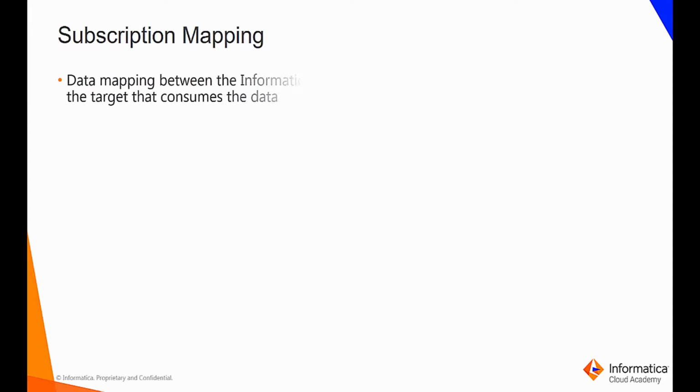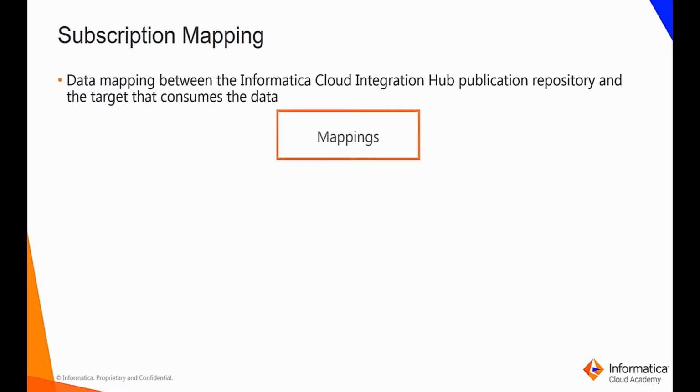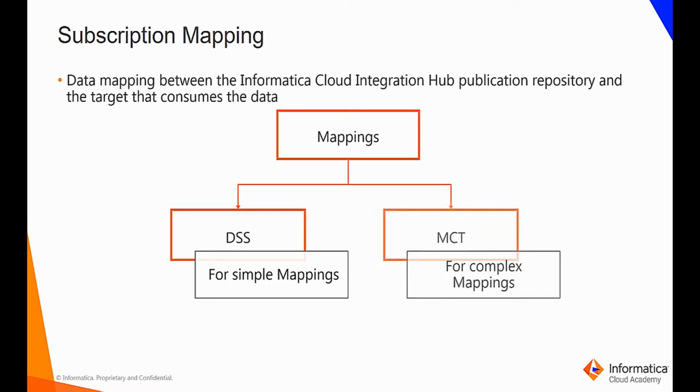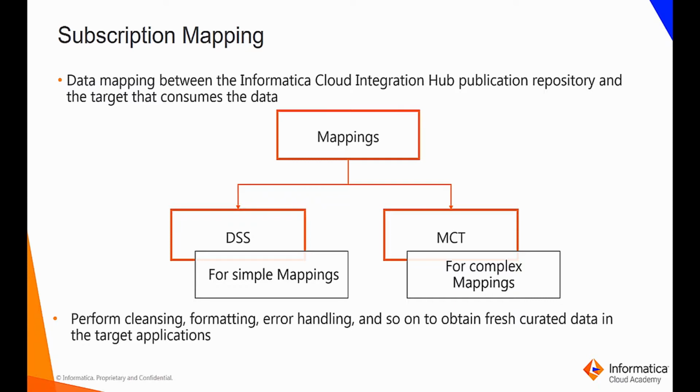For subscriptions, mapping is the data mapping between the Informatica Cloud Integration Hub publication repository and the target that consumes the data. You can use a simple DSS task or an MCT for complex data transformations. You can perform cleansing, formatting, error handling, and so on to obtain fresh curated data in the target applications. The data synchronization task or mapping configuration task created by ICS.org uses the Cloud Integration Hub connection in the source step. In the target step, you can leverage connectors supported by Informatica Cloud to load data in the required application.